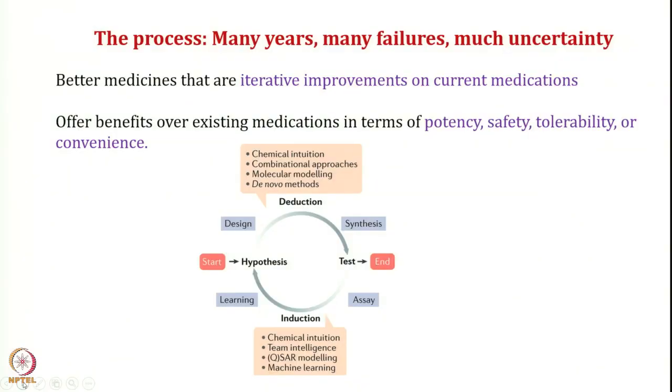Essentially the process takes many years, many failures and much uncertainty, for a better medicine. It is an iterative improvement on the current medicine. So, you find a lead compound, then you go for improving it, but maybe your improvement is not working. So, it is a failure; again you come back, start modifying somewhere else, and then probably this is also not working. So, you do it a third time. Many times you have to do it, and that takes time, it takes money, and there is uncertainty, but you do it because you want to make an improved quality drug over the current medicine.